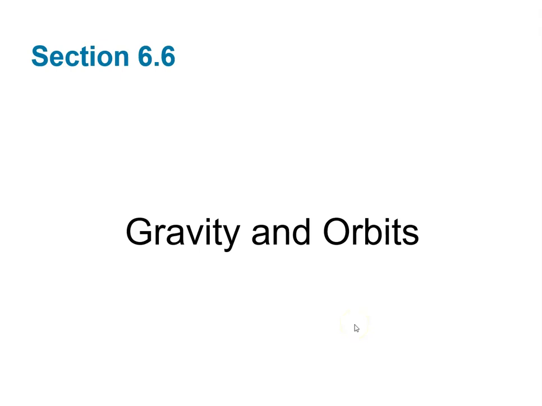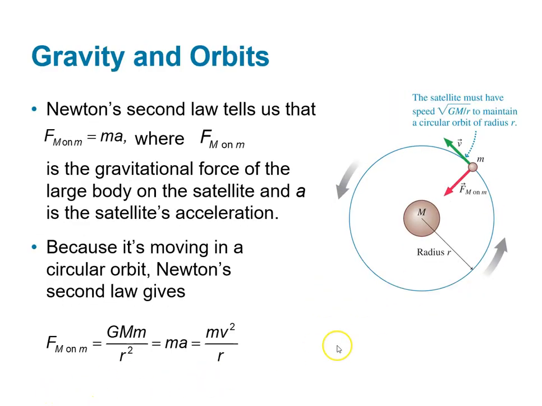All right, this will be the last section in this chapter, the last section on circular motion. And so now we're going to apply this law of universal gravitation to satellites or things that are orbiting. Okay, so let's look at a satellite orbiting an object like the Earth. So capital M is the planet that the satellite is orbiting. Small m is the satellite.